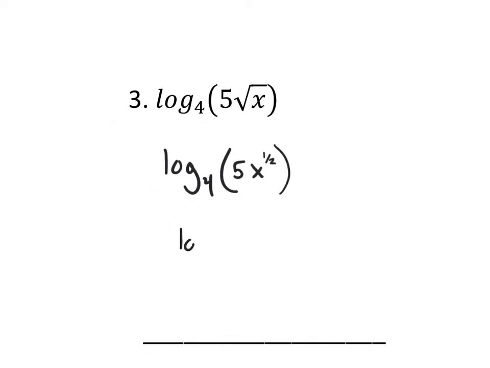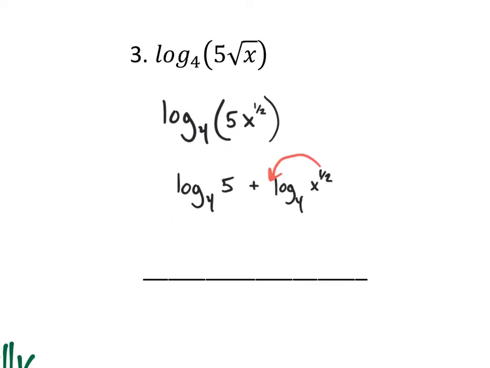So I'm going to need to first get my two pieces set up here, one of them being log base 4 of 5, plus, because it was multiplication of the 5 and x, log base 4 of x to the 1/2 power. And then anytime we have an exponent, we can move it out front. So this final answer would be log base 4 of 5 plus 1/2 log base 4 of x.